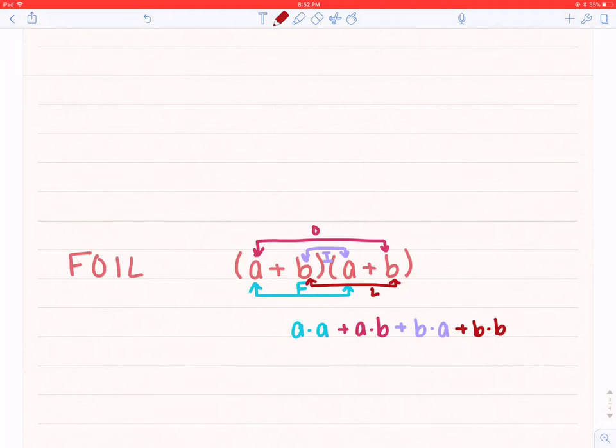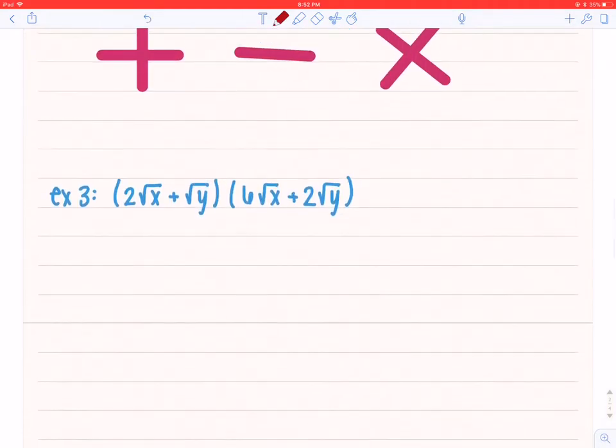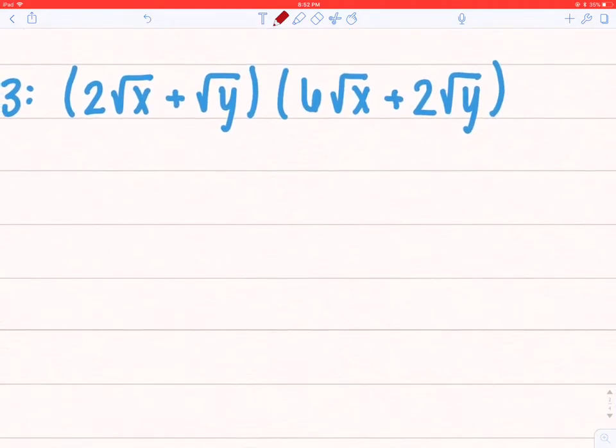The only thing different is you're going to have radicals instead of x's, y's, a's, and b's, but you're still going to FOIL, because it'll look like two binomials times each other. So here's my example. I have 2 square root of x plus the square root of y times 6 square root of x plus 2 square root y. Because I have a binomial times a binomial, I have 2 things times 2 things, I'm going to do FOIL, or some people call it double distribute.